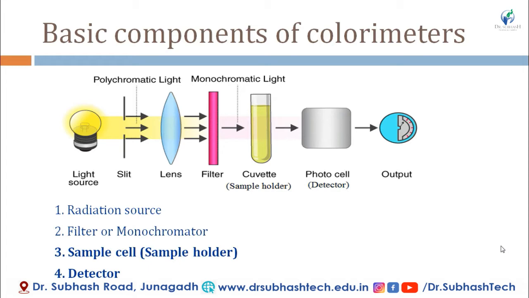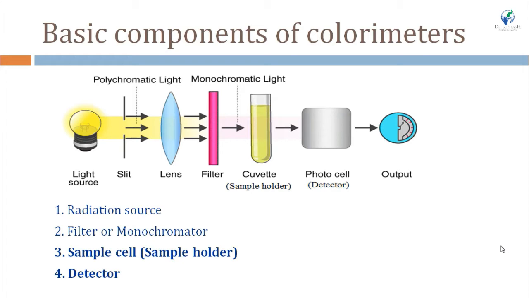Because the light source emits radiation covering the whole visible region, meaning 400 nanometer to 800 nanometer, that is the polychromatic light. The light having more than one wavelength is known as polychromatic light. And this filter or monochromator converts this polychromatic light into monochromatic light according to the sample which is to be determined. Monochromatic light means the light having only one specific wavelength, according to the compound to be determined.